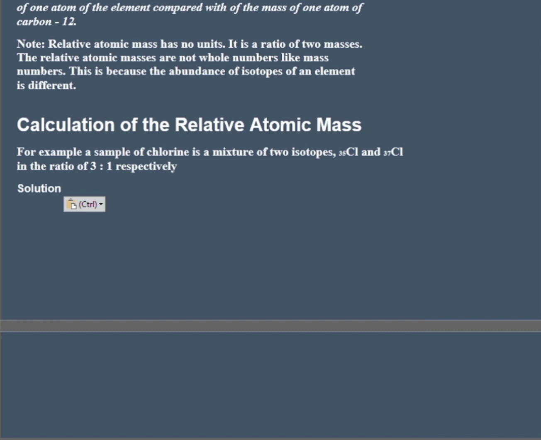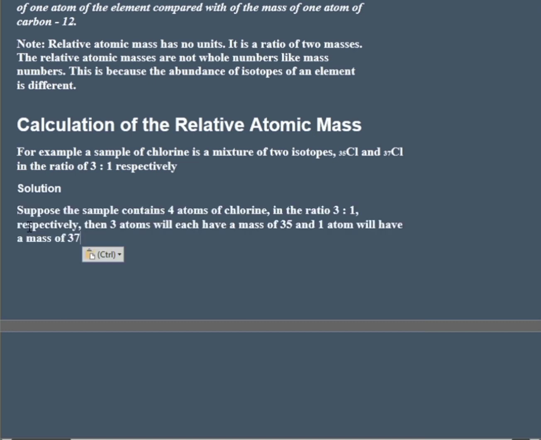Suppose the sample contains 4 atoms of chlorine in the ratio 3 to 1 respectively. Then 3 atoms will each have a mass of 35 and 1 atom will have a mass of 37.